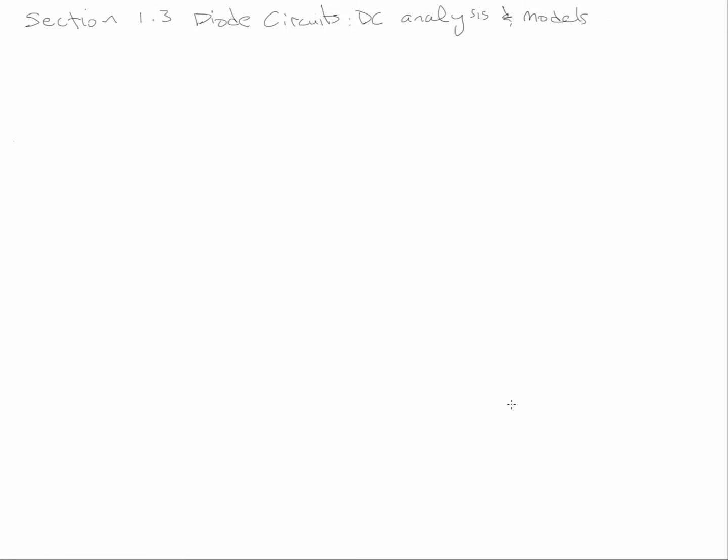So this is section 1.3, diode circuits and DC analysis and models. The author first starts out by drawing the circuit symbol for a diode, where this is plus and this is minus, and this is your voltage across the diode. And then he shows what you would get if you actually bought one.